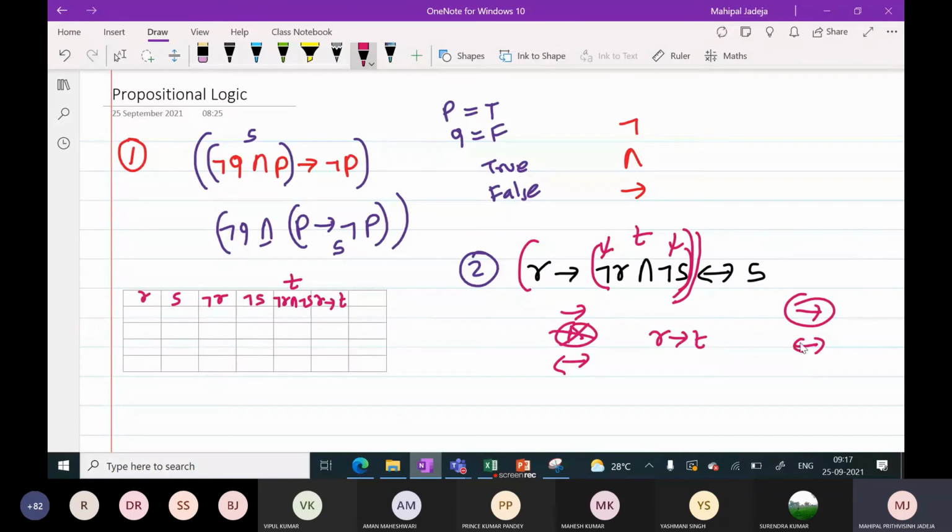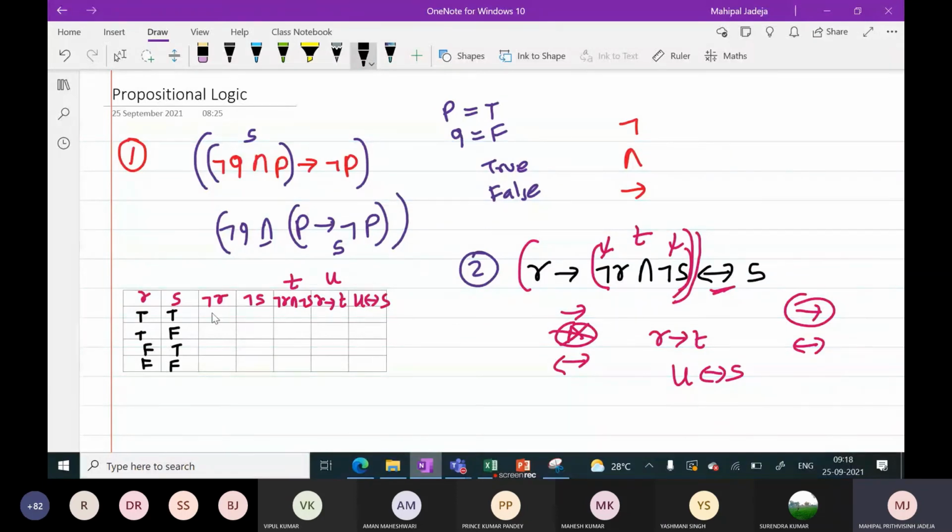Now R implies T is done. So now we don't have any other choice. Let's say this R implies T is U. So the remaining thing is U double implies S, that is to be evaluated finally, because now this is the only operator and hence it has the highest precedence. Finally we'll talk about U double implies S. Now we can complete this particular truth table.